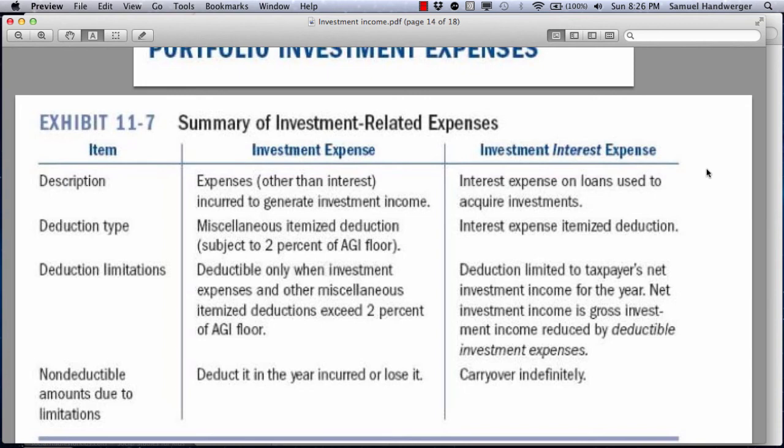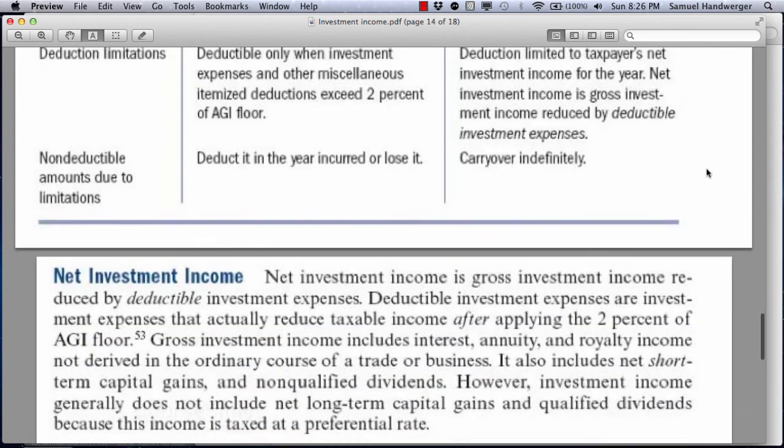So I think that's the point to make here: when you see this third column, keep in mind that the limitation is on investment income that is taxable investment income. Excluded from that category is municipal bond income.